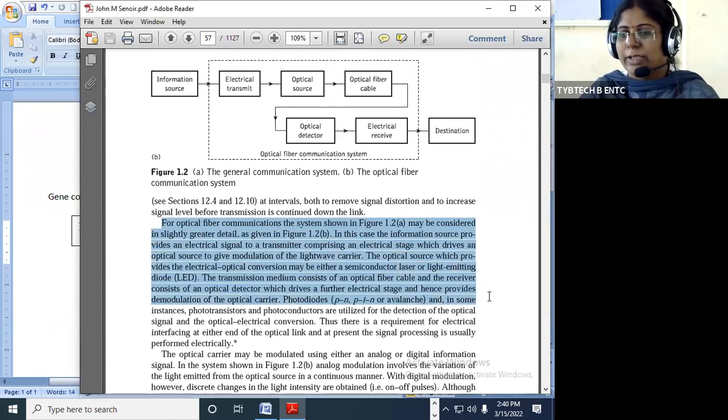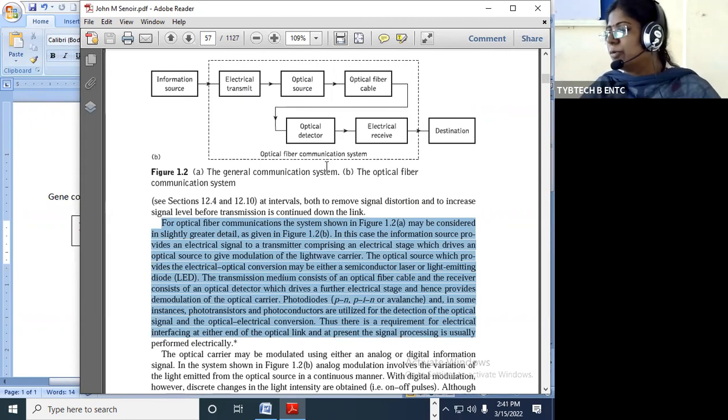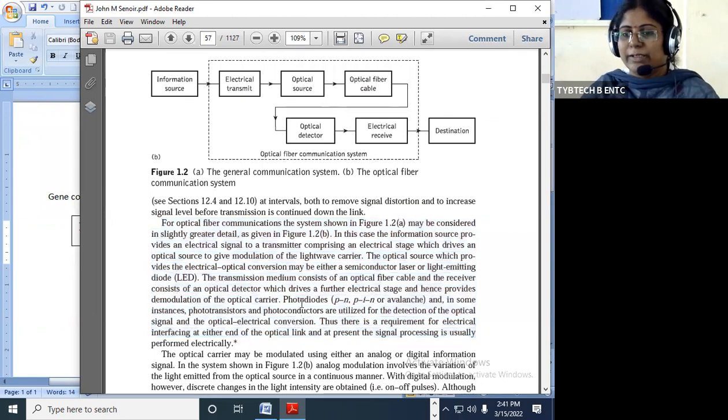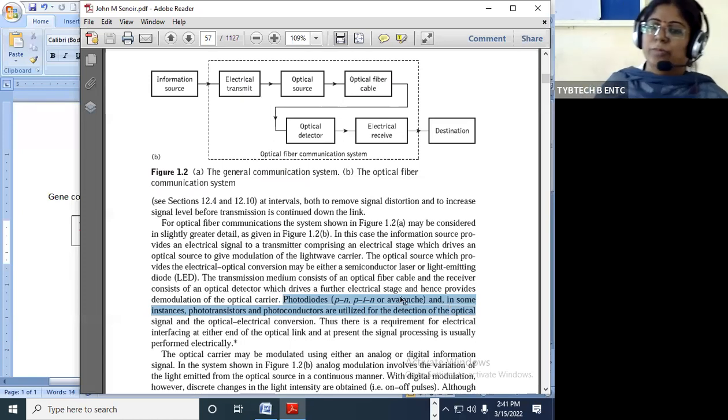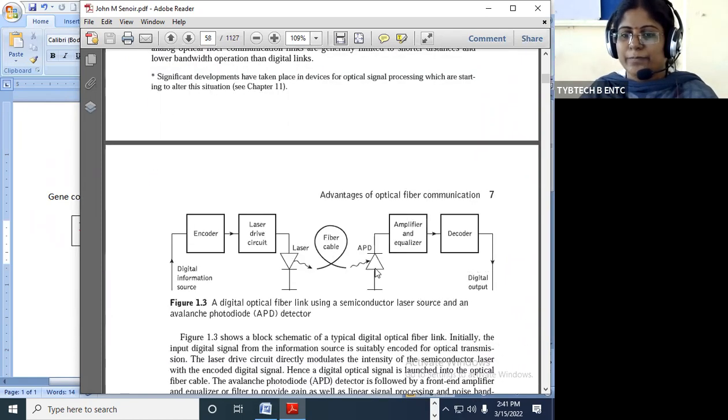Now here in the book, additional information is given about which devices we can use as optical source. It can be LED or it can be laser. If you consider the optical detector, we are using photodiodes, meaning PN photodiode, PIN photodiode, or avalanche photodiode, or in some cases phototransistors as well as photoconductive materials as optical detector. Okay, so this is the block diagram of the optical communication system.